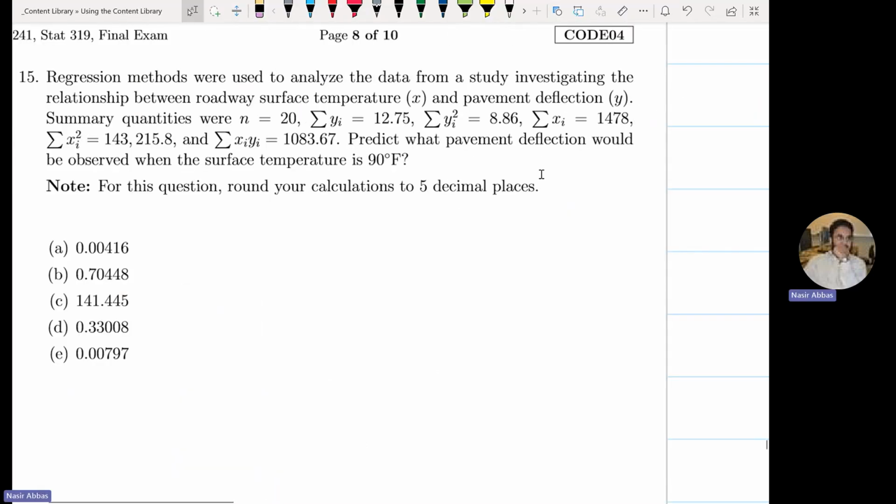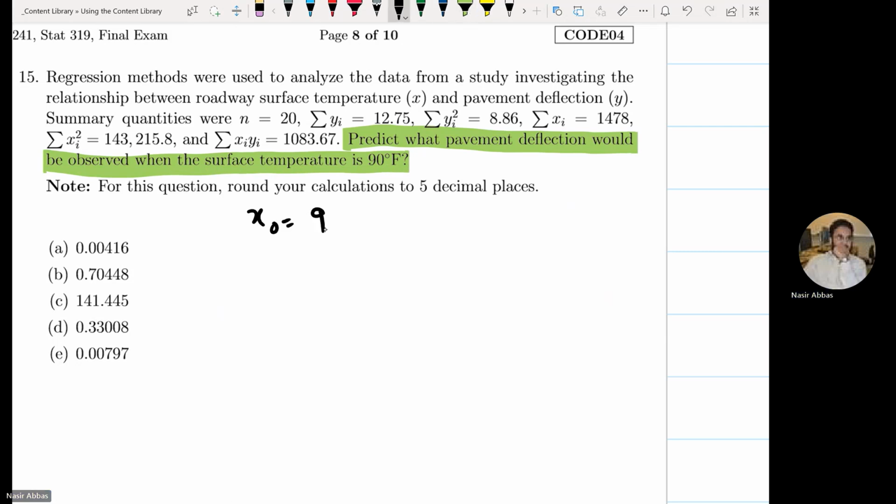Question 15. The regression method was used to analyze the study between roadway surface temperature X and pavement deflection. Summary is given. Predict what pavement deflection would be observed when the surface temperature is 90. X naught is 90. Y naught hat is required.